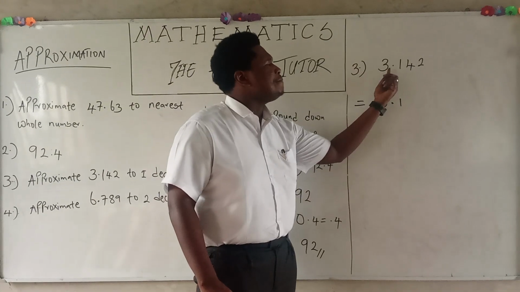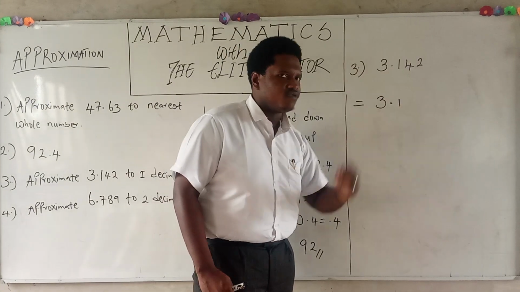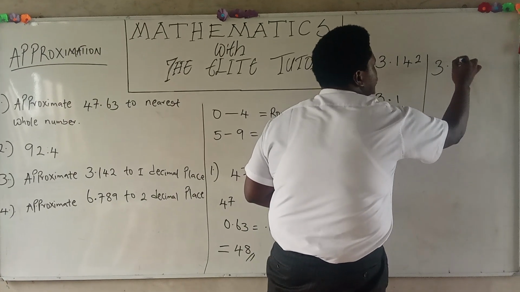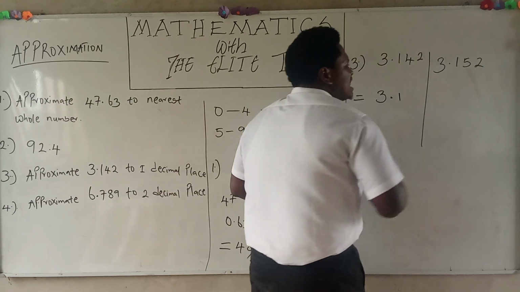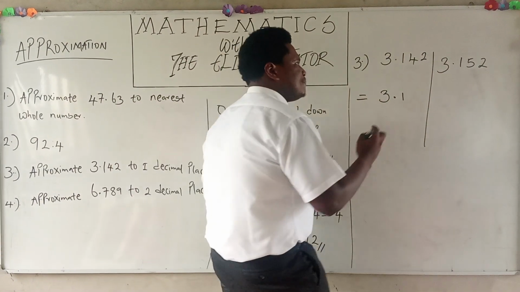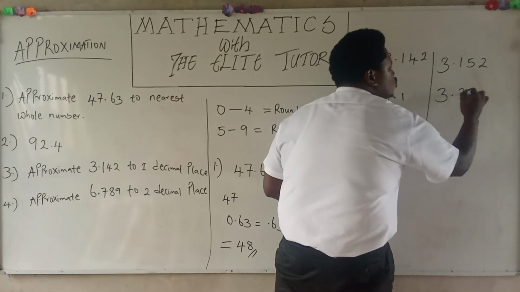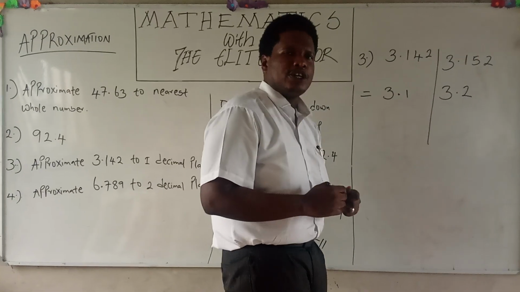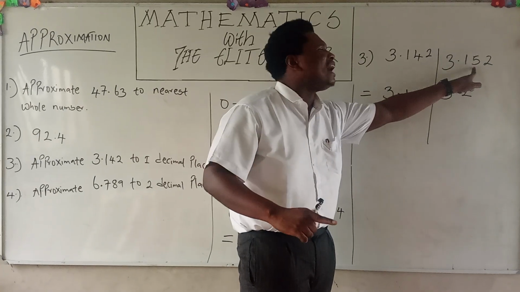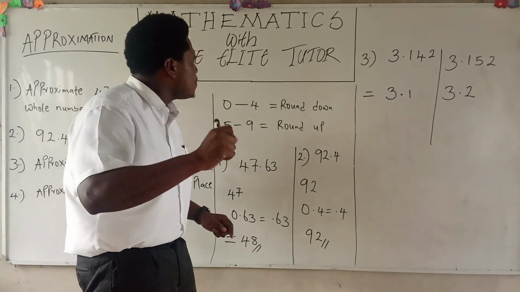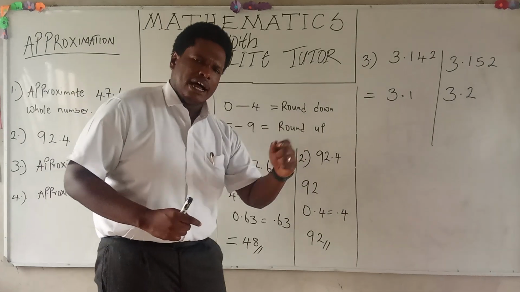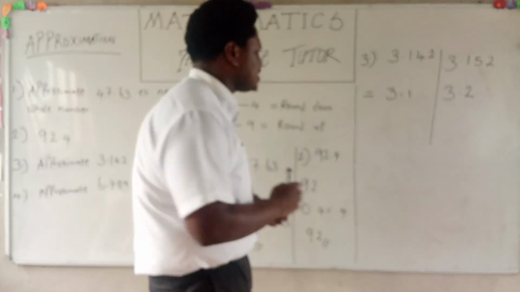If this were 3.152, for example, and you are to take this to 1 decimal place, our answer would have been 3.2. Why is it 3.2? Because the number after 1, which is the first decimal place, is 5. And 5 falls between 5 to 9, so it is going to increase by 1. Hope you're following and you're understanding.